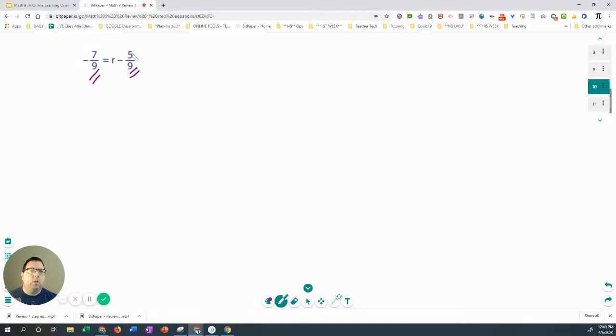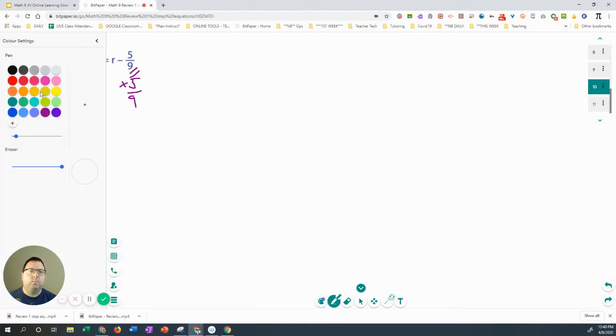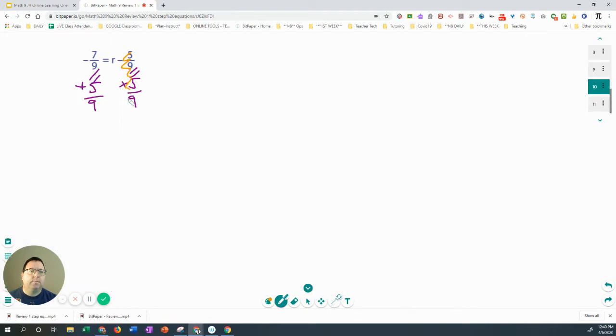So let's actually have a look at that. If we're subtracting 5/9, and the goal of algebra is to get the variable by itself, then we need to deal with this subtraction of 5/9. The way to do that, of course, is to add 5/9 to both sides. So we're going to add 5/9 to both sides. Let's go with orange. Over here, this cancels out to be a 0 pair.